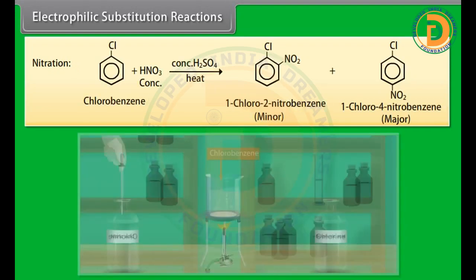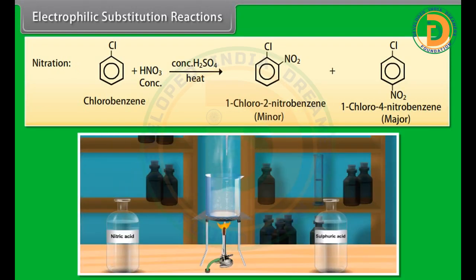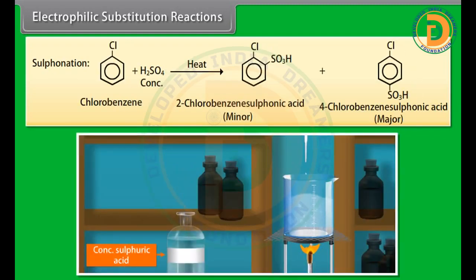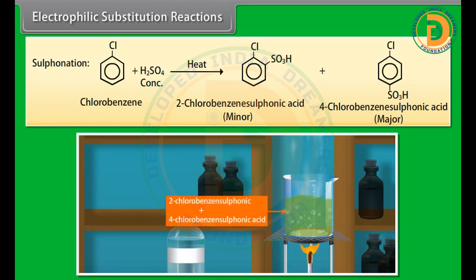Nitration. When chlorobenzene is mixed with nitric acid and then we add concentrated sulfuric acid, it reacts to give 1-chloro-2-nitrobenzene, which is a minor product, and 1-chloro-4-nitrobenzene, which is a major product. Sulfonation. When chlorobenzene is mixed with concentrated sulfuric acid, it reacts to give 2-chlorobenzene sulfonic acid, which is a minor product, and 4-chlorobenzene sulfonic acid, which is a major product.